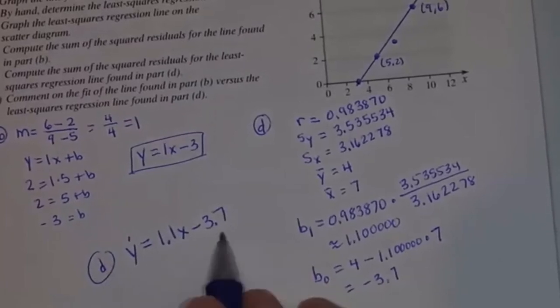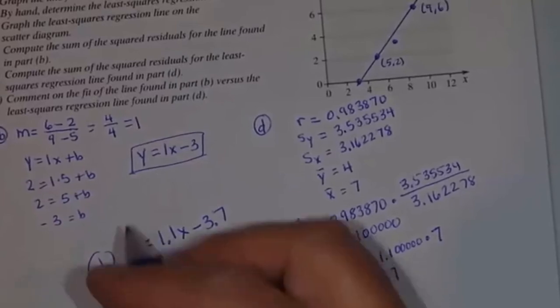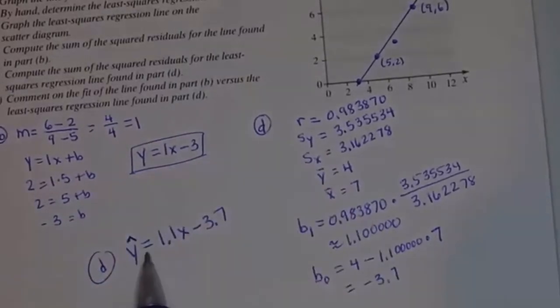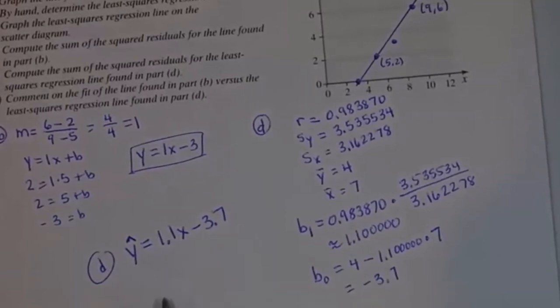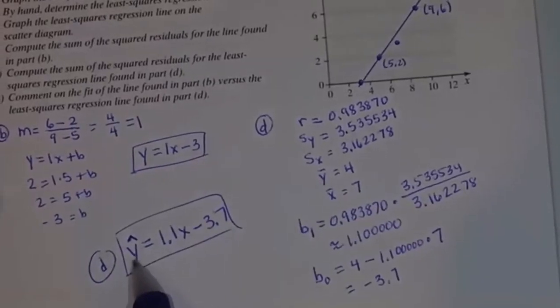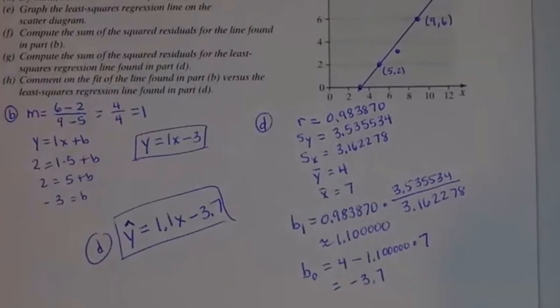Usually when I write a regression line, I don't use y hat as the variable here, but your textbook will. So it will write y hat equals 1.1 times x minus 3.7 instead of just y, because that's really giving us a predicted y value, not an observed y value. That's the distinction.